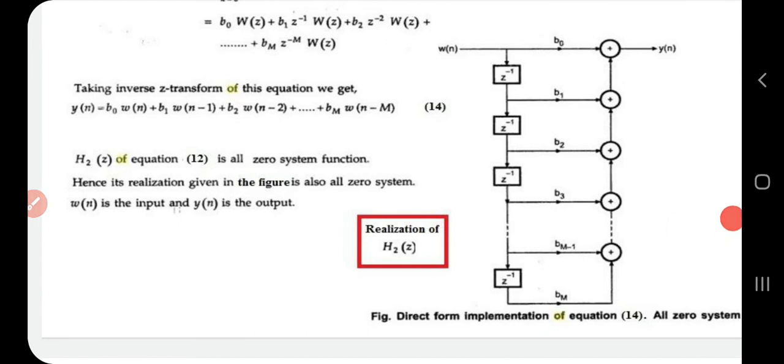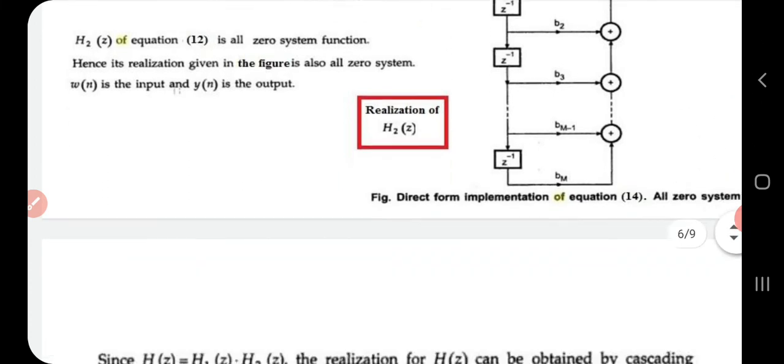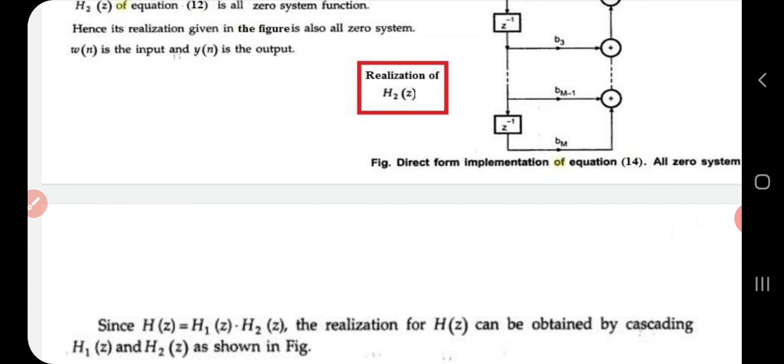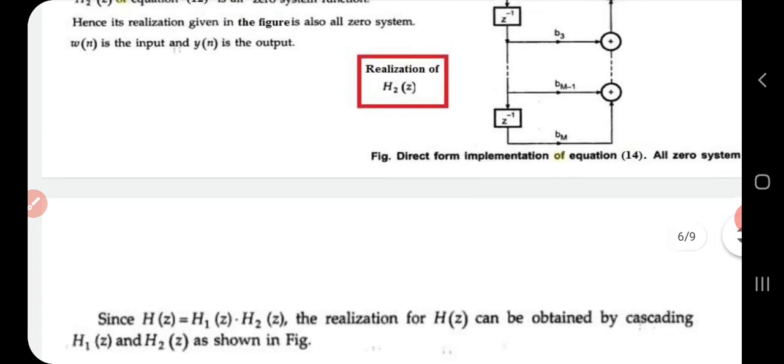And here this H2Z is actually representing all zero system. Remember, H2Z in direct form 1 system was actually representing all pole system, but here H2Z in case of direct form 2 is representing all zero systems. So they are just interchanged. So you can say that H1 of Z in direct form 1 is actually H2 of Z in direct form 2, whereas H2 of Z in direct form 1 is H1 of Z in direct form 2.